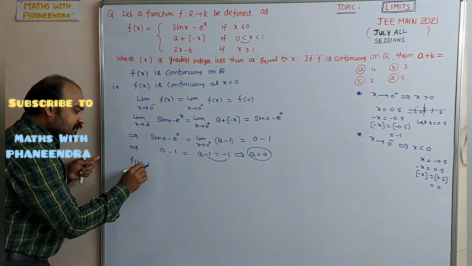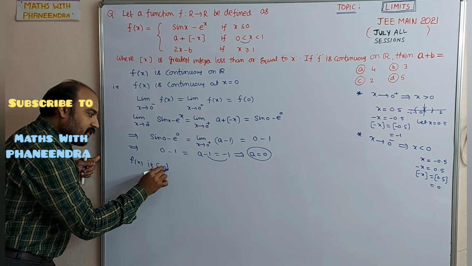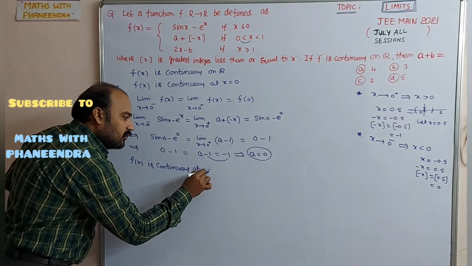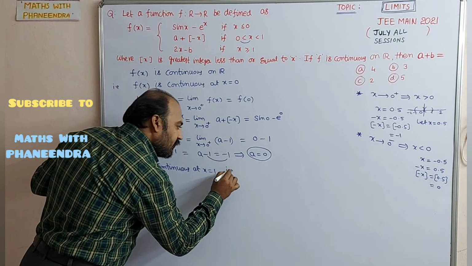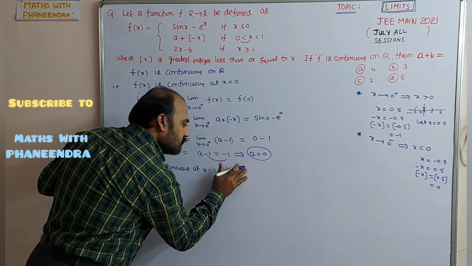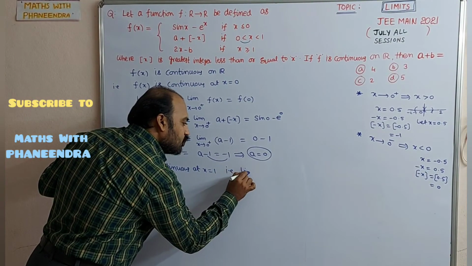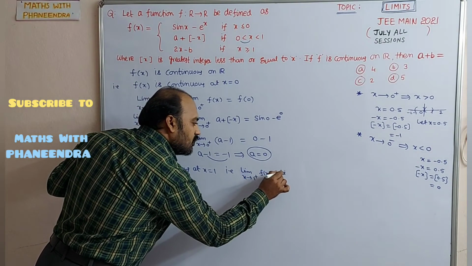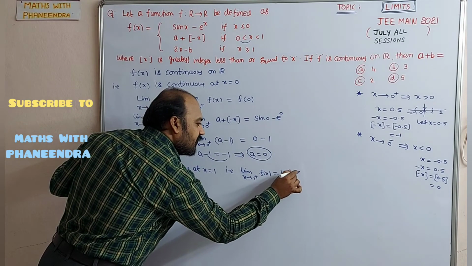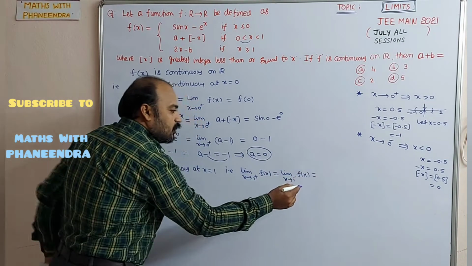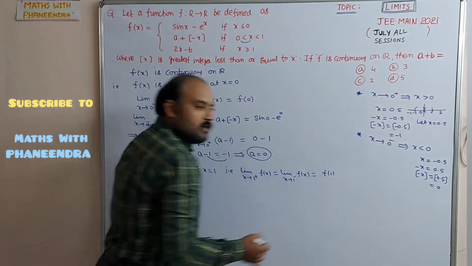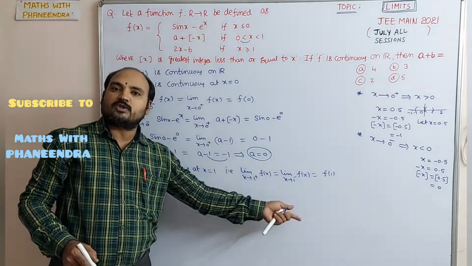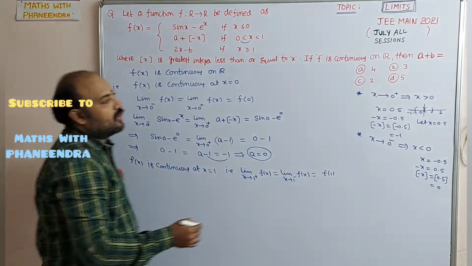f of x is continuous at x is equal to 1. That is, the limit as x tends to 1 plus of f of x is equal to the limit as x tends to 1 minus of f of x, which is equal to f of 1. So like this, we will verify the values at x tends to 1 plus and 1 minus. Here only I will do that.